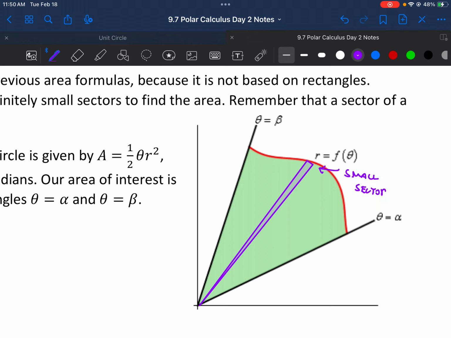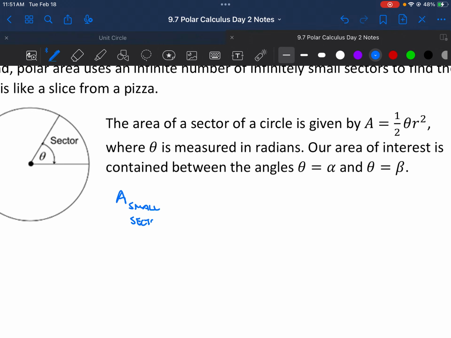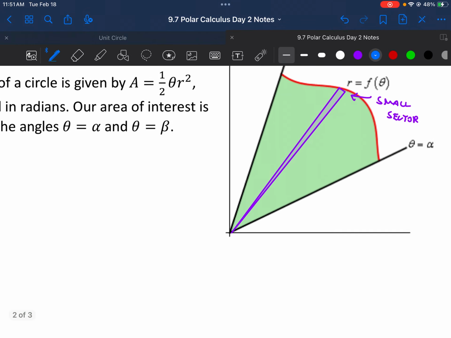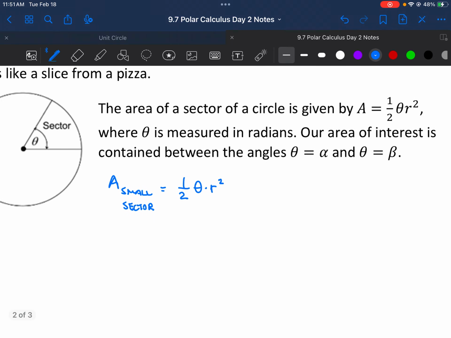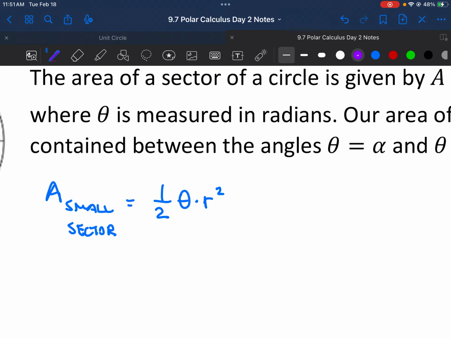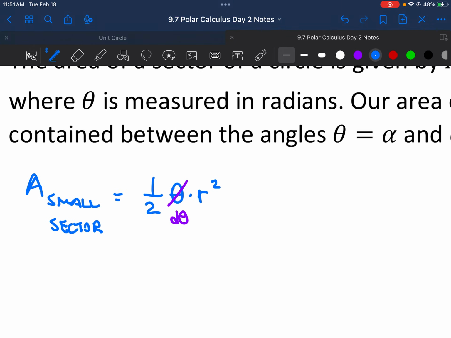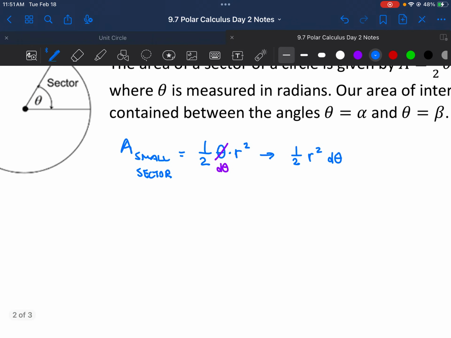Okay, well, the area of a small sector, we know the area formula is 1/2 theta times r squared. But the thing is, theta is getting infinitely small. We want to add an infinite number of these small sectors together. So instead of theta, when we think about infinitely small thetas, that's going to be our d theta. So this is now going to be 1/2 r squared d theta for a single really small sector.